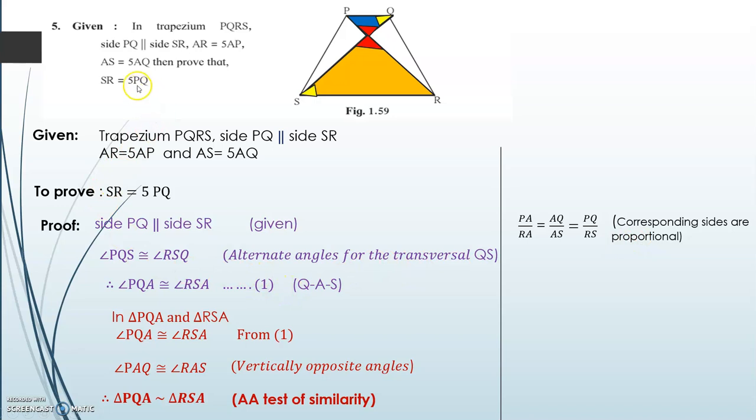Now we will substitute the values. Here we are given AR is equal to 5AP and AS is equal to 5AQ. So let's substitute the values. Now here you can see AP in the numerator and AP in the denominator can get cancelled. Similarly, AQ in the numerator and AQ in the denominator will get cancelled. So you will be left with 1 upon 5 is equal to PQ upon RS. And when you cross multiply, RS is equal to 5PQ, or SR is equal to 5PQ, and this is what we have to prove.